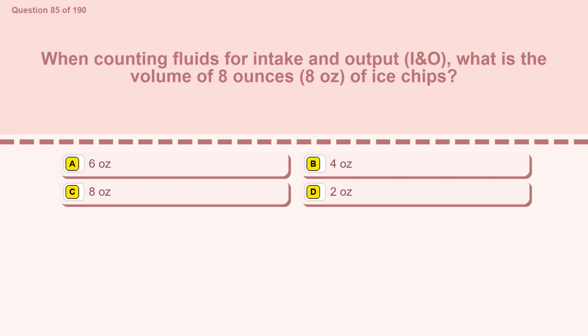Question 85. When counting fluids for intake and output, I and O, what is the volume of 8 ounces of ice chips? Option A, 6 ounces. Option B, 4 ounces. Option C, 8 ounces. Option D, 2 ounces.